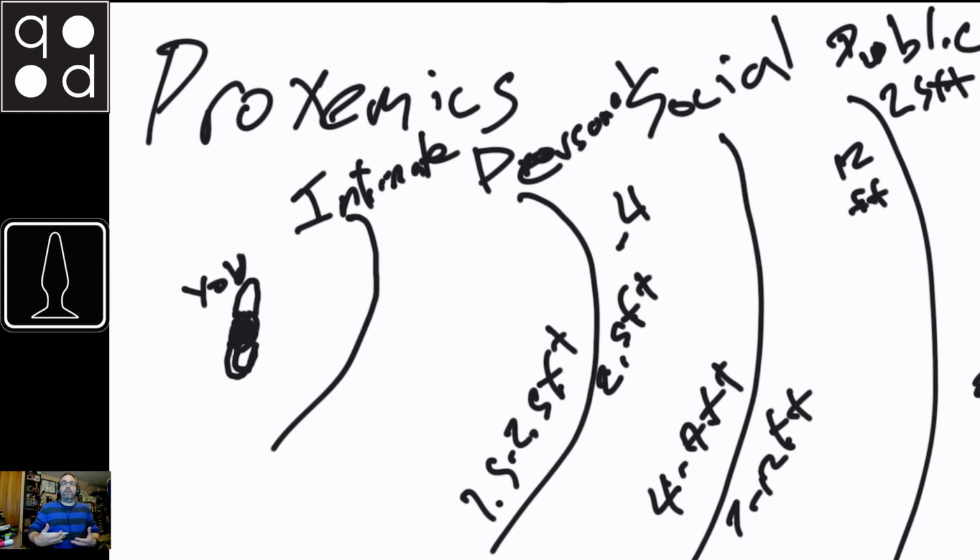And then finally we get down into the intimate. So outside of this is going to be your 6 to 18 inches. That's going to be like kissing distance, cuddling distance. And then finally, when we get to the close phase of intimacy, that's your fucking distance right there. That is the realm of actually having sex.